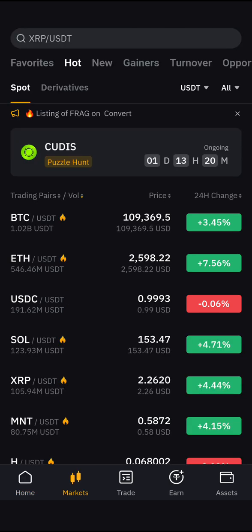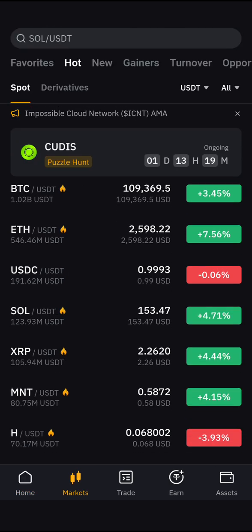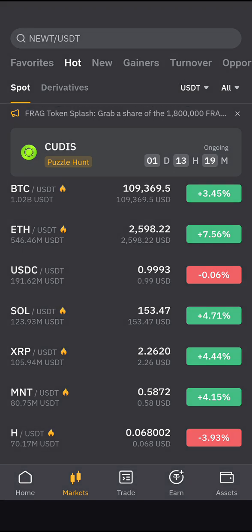A lot of coins were showing this sign of fire, something of this nature. You can see this was just 24 hours. This one has added plus 3%. Imagine you traded this with like 500 USD, you would have been in a serious profit.